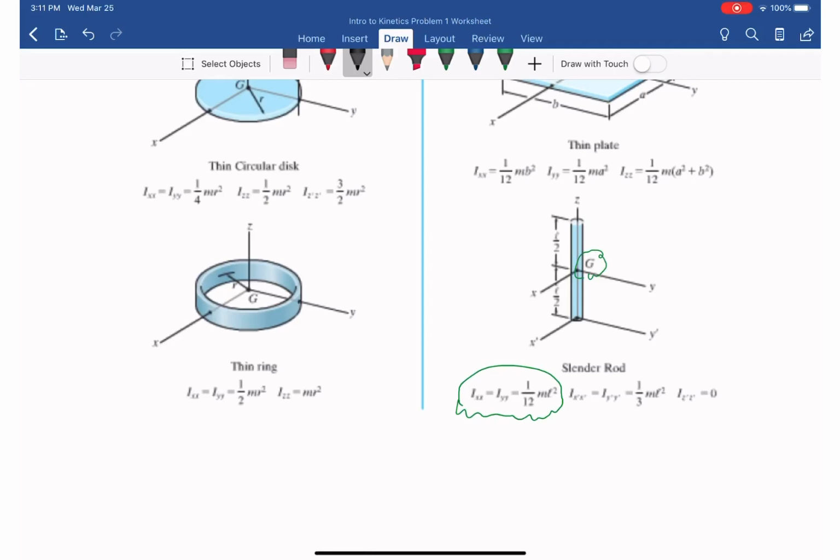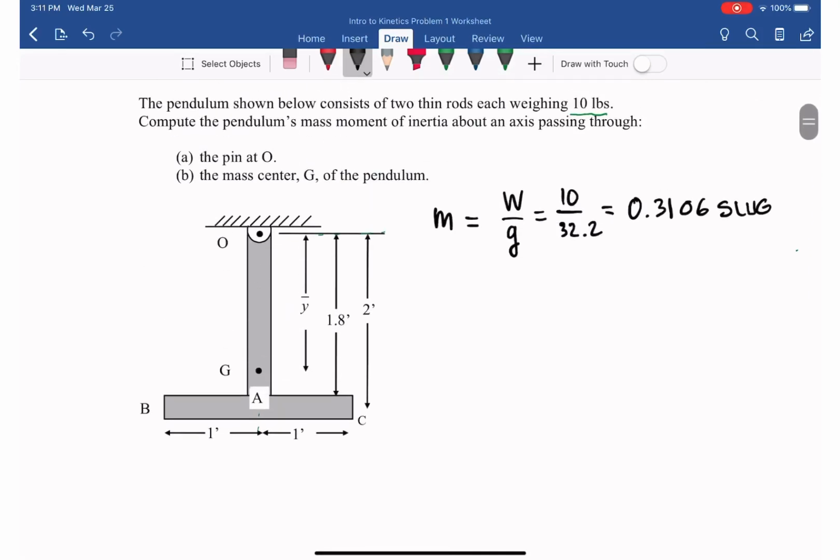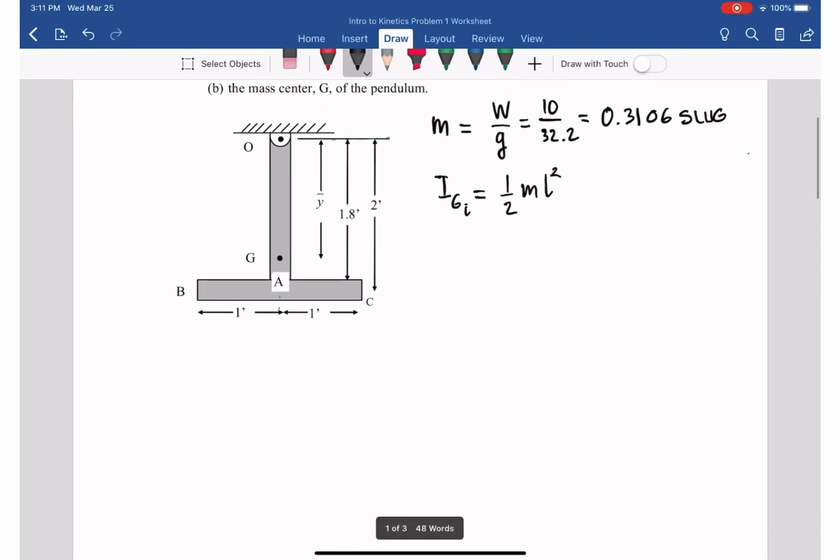So let's talk about the x-axis or y-axis where they go through G and perpendicular to the rod, which is Ix, Iy equal to 1/12 ml squared. Write it down here so that we don't have to go back there. So we have I_G of each standard rod equal to 1/12 ml squared, where L is basically the length of the rod. So with that, we can make the table.